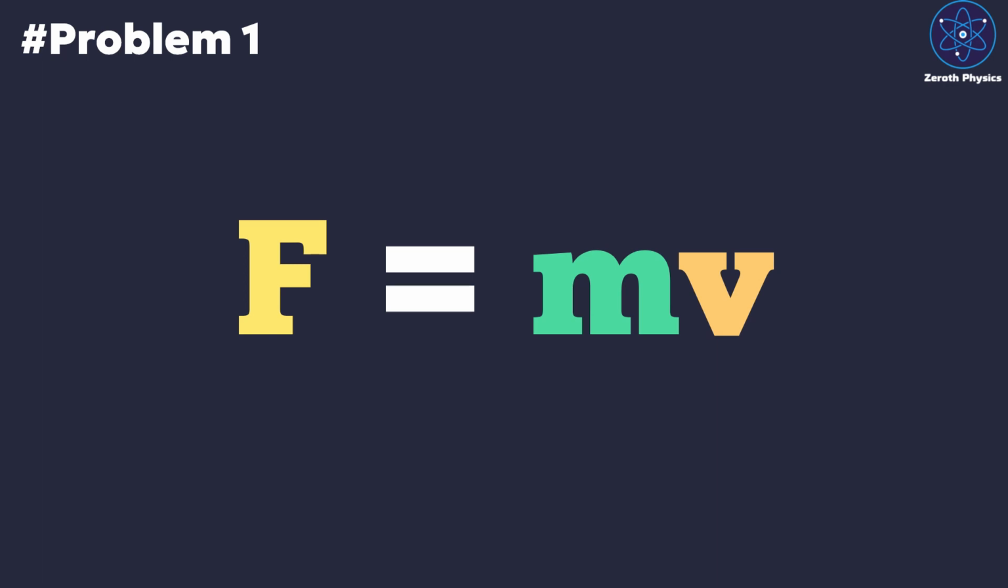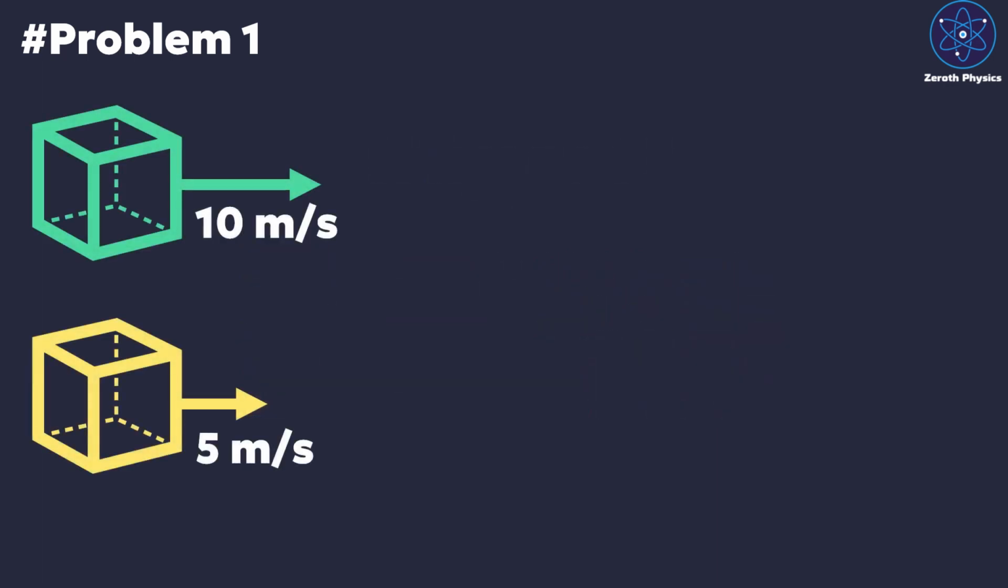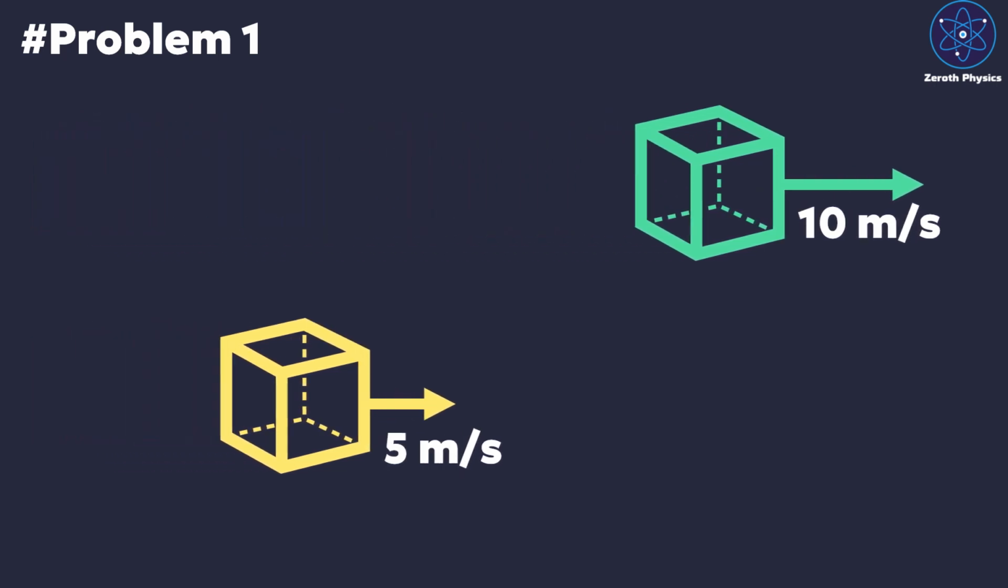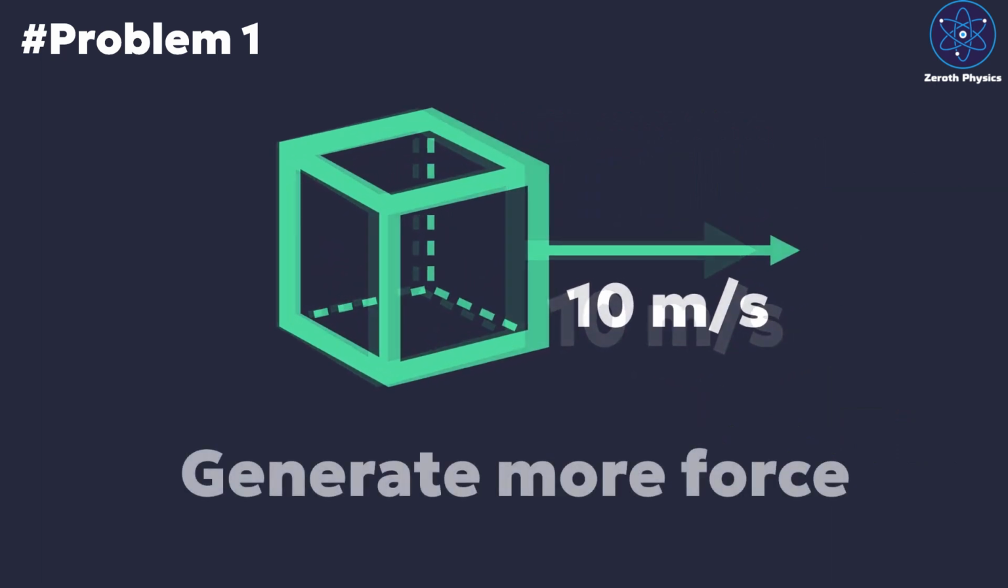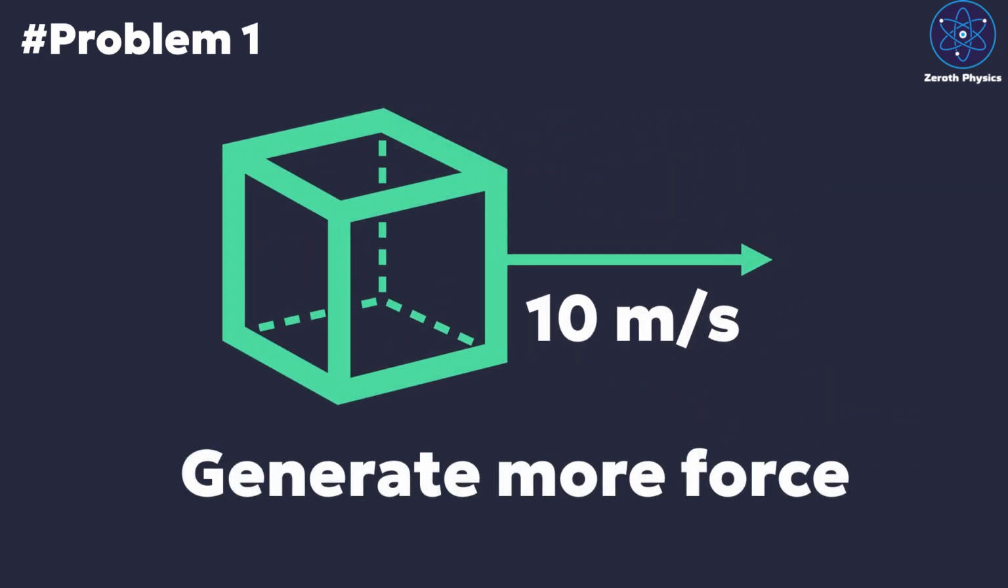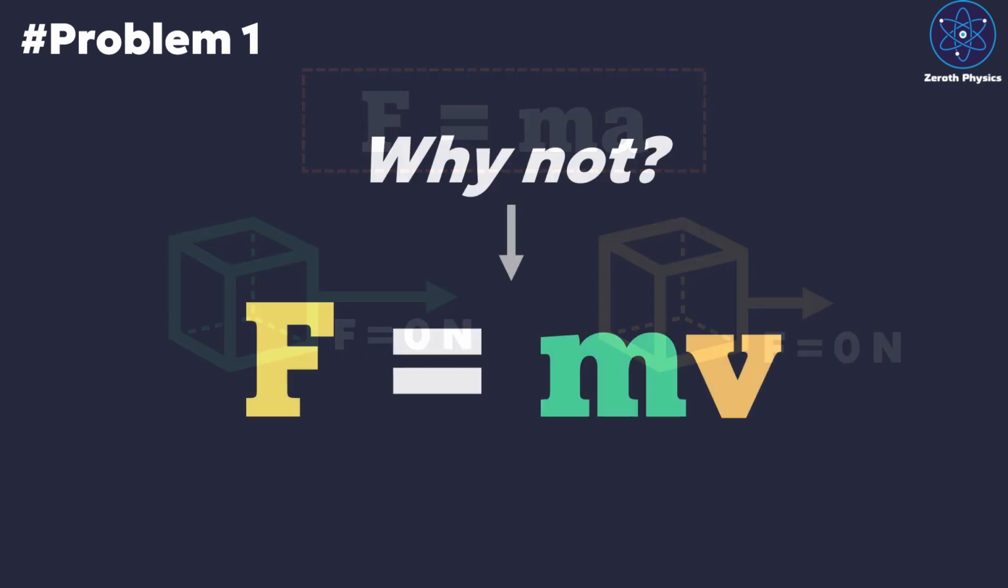The first problem is why force is not equal to mass times velocity. Intuitively, we might think that an object moving at a constant velocity of 10 meters per second would generate more force than an object moving at 5 meters per second. However, when we apply the equation F equals ma to this situation, we find that the force generated by both objects is actually zero. So why can't force be equal to mass times velocity?